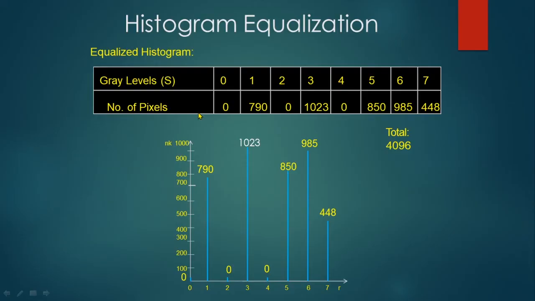If you now draw this graph as a histogram, we have taken the intensity level on the x-axis and the number of pixels on the y-axis. Here intensity value 0 has 0 pixels, and intensity level 1 has 790 pixels. Then 2, 0; 3, 1023; 4, 0; 5, 850; 6, 985; 7, 448.